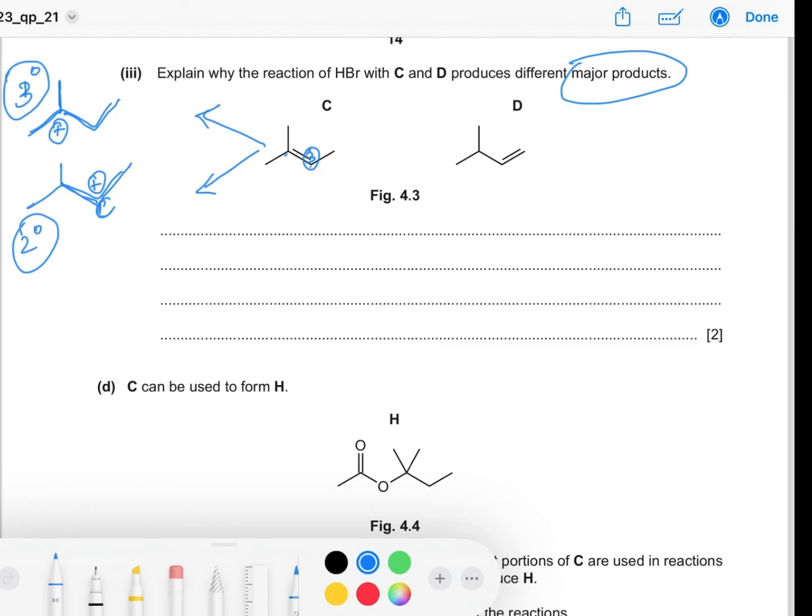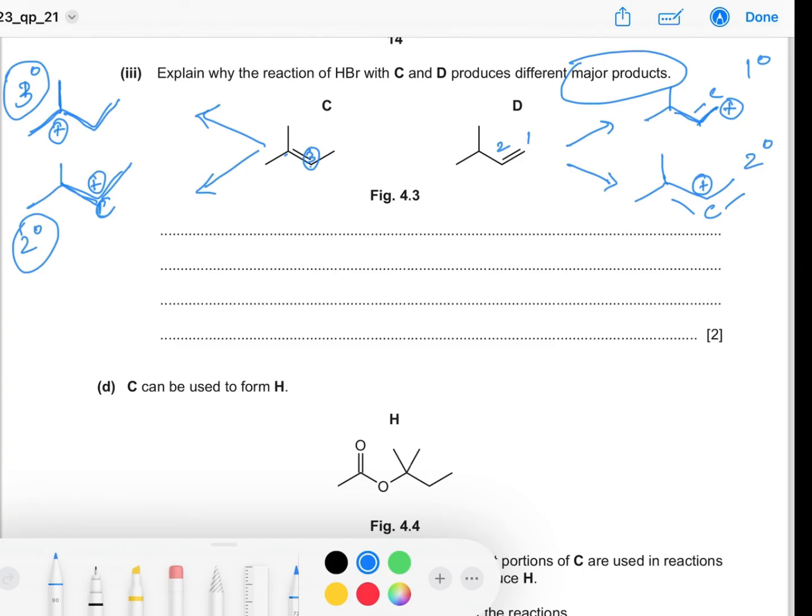When D reacts with hydrogen bromide, the bromine can bond to the first carbon atom or the second carbon atom. If bromine were to bond to the first carbon atom, you would end up with this carbocation that has a positive charge on the first carbon atom, and since this carbon atom is only bonded to one alkyl group, this makes it a primary carbocation. If the bromine were to bond to the second carbon atom from D, that means the second carbon atom would have a positive charge, and since this carbon is bonded to two alkyl groups, that makes it a secondary carbocation.